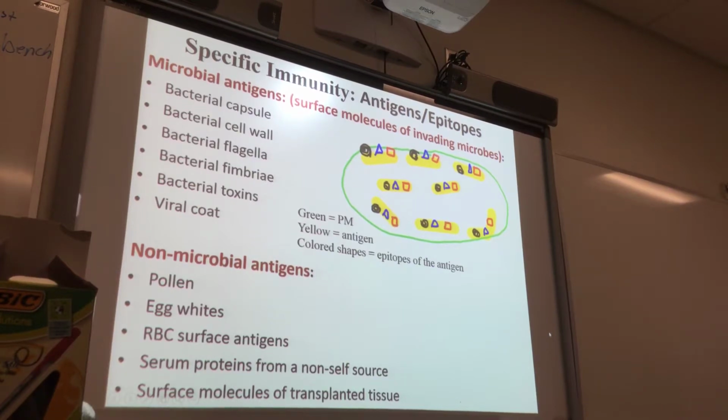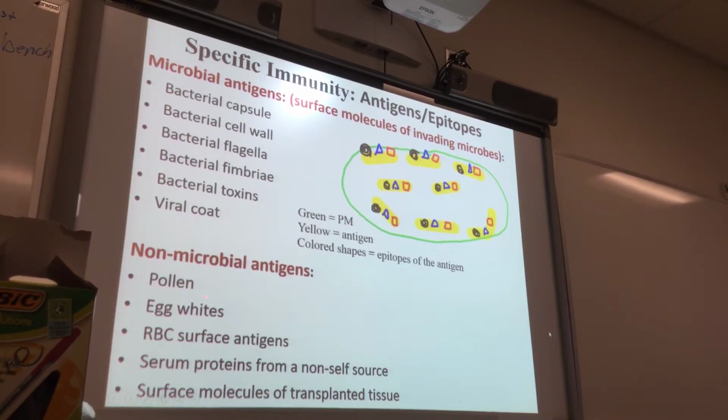So this could be the green plasma membrane of a bacterial cell, and any of these things can be recognized as an antigen. Does everybody know what a flagella is? It's the little tail. Sperm have flagella, bacteria have flagella. They allow the bacteria to move. The proteins on the tail, the flagella, are antigens that can be recognized by our immune system.